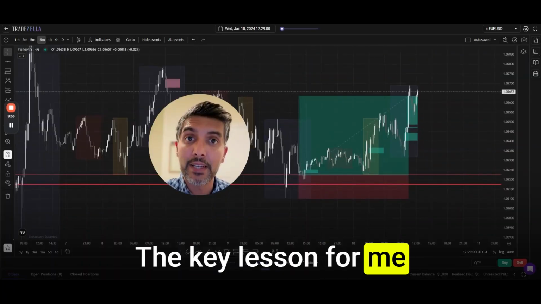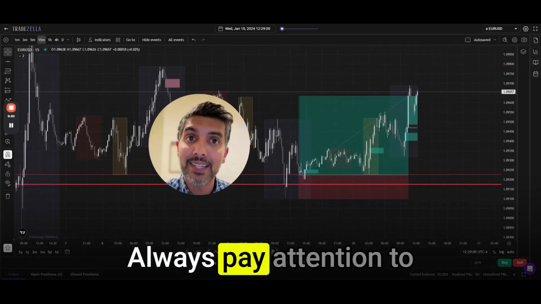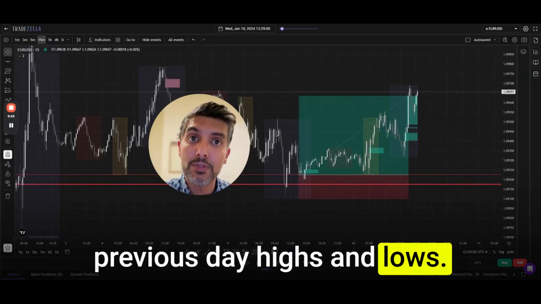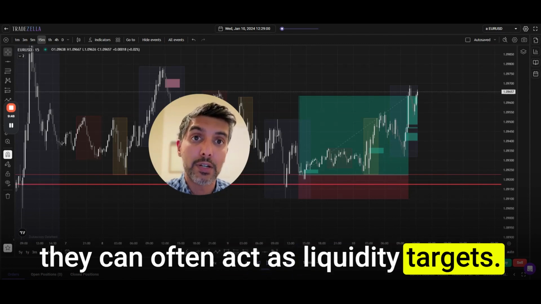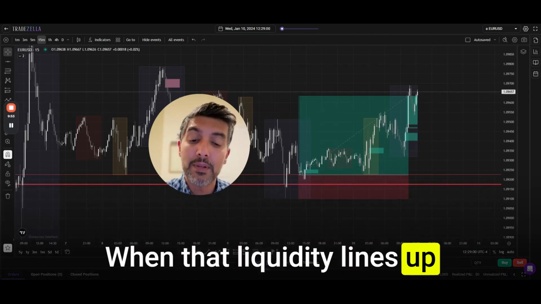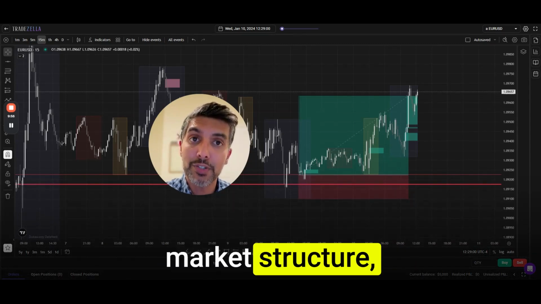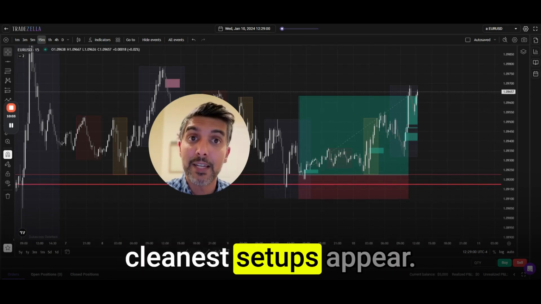The key lesson for me for this trade is simple. Always pay attention to previous day highs and lows. They can often act as liquidity targets. And when that liquidity lines up with higher time frame market structure, that's where some of the cleanest setups appear.